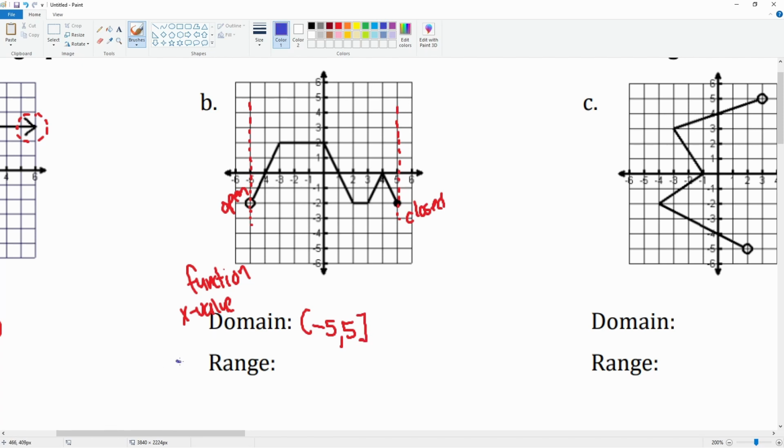Now let's take a look at the range, which is the definition of the y values. Notice the smallest one here is -2. And notice it was closed right here, so it was closed at -2. And then it goes all the way up here until it hits that 2 value, which is also closed because it touches it right there.